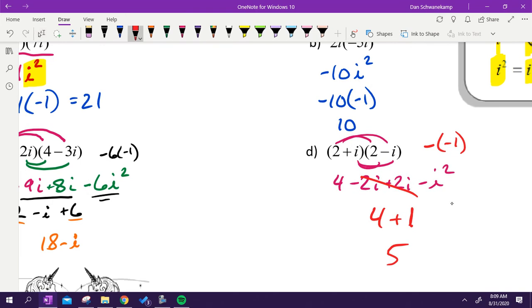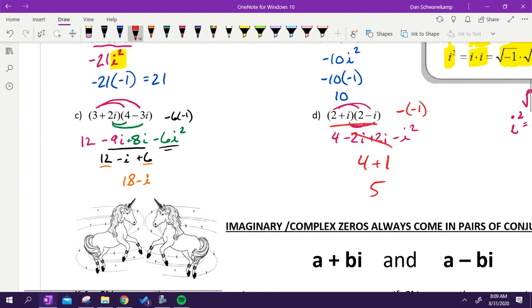Okay. Again, when we look like this, it looks pretty ugly, but when we multiply them together, we get back to real numbers, which is going to be an important aspect of what we're doing.